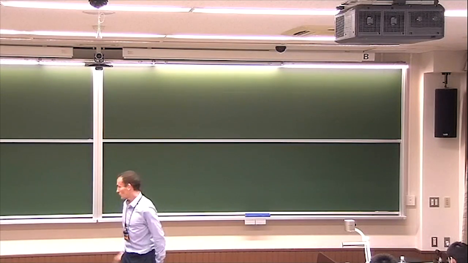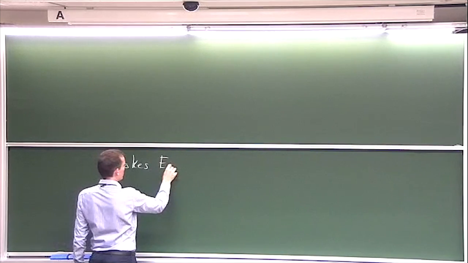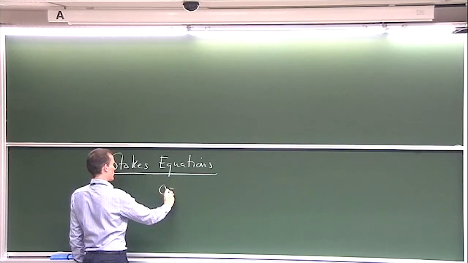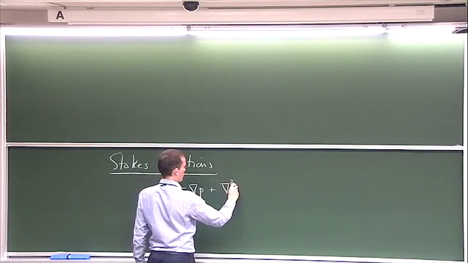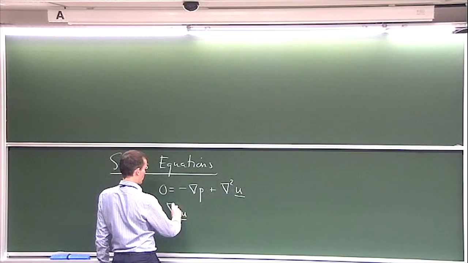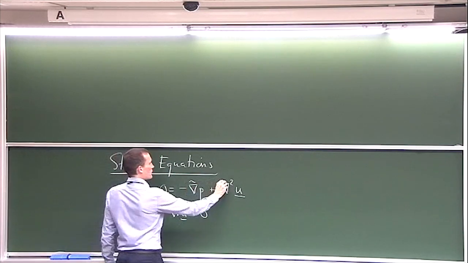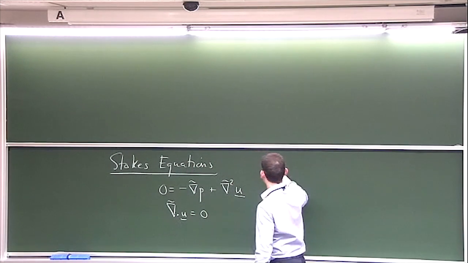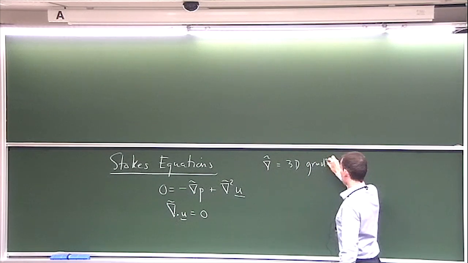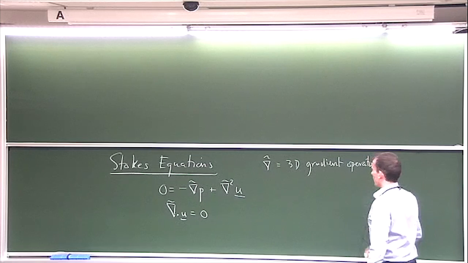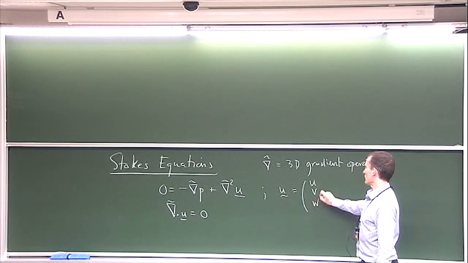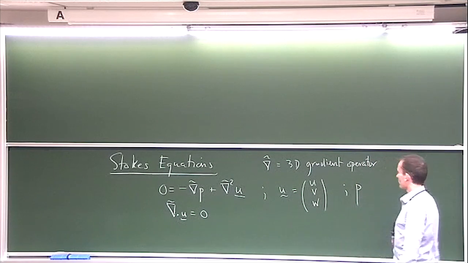Let me just write down the equations we're going to be solving, to give you a flavor of the PDEs. So these are the Stokes equations. And here they are. I'm going to put little twiddles on the gradient operators here, because what I mean by that is a three-dimensional gradient. What we're trying to find here is a three-dimensional velocity field, (u, v, w), and a pressure field, p, which is a scalar.